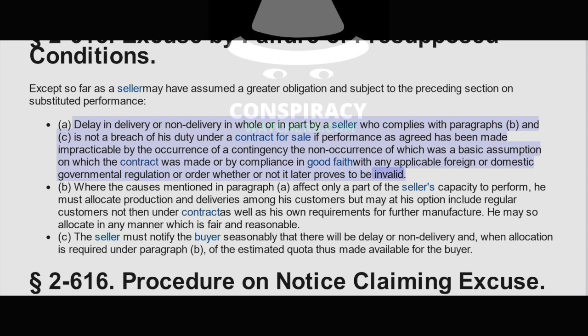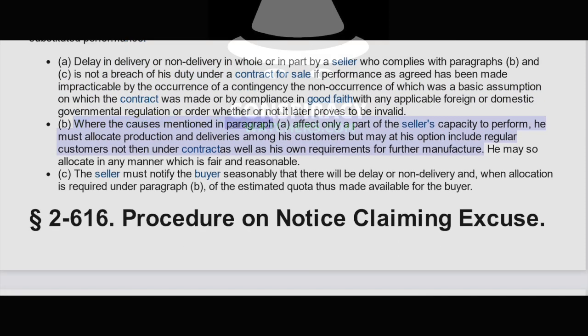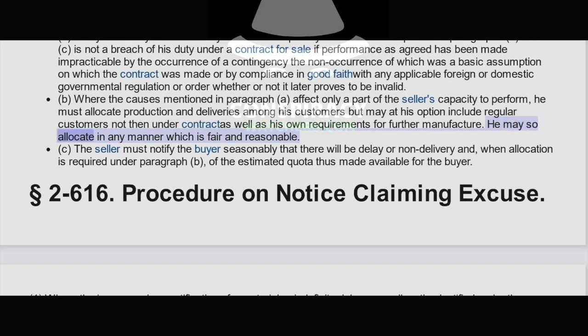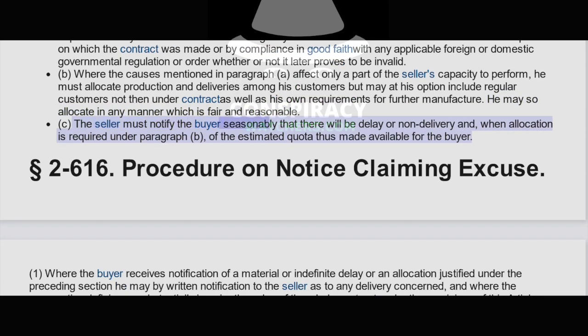Where the causes mentioned in paragraph (a) affect only a part of the seller's capacity to perform, he must allocate production and deliveries among his customers but may at his option include regular customers not then under contract as well as his own requirements for further manufacture. He may so allocate in any manner which is fair and reasonable. The seller must notify the buyer seasonably that there will be delay or non-delivery and, when allocation is required under paragraph (b), of the estimated quota thus made available for the buyer.